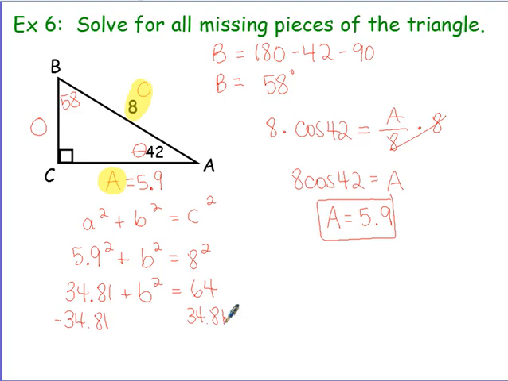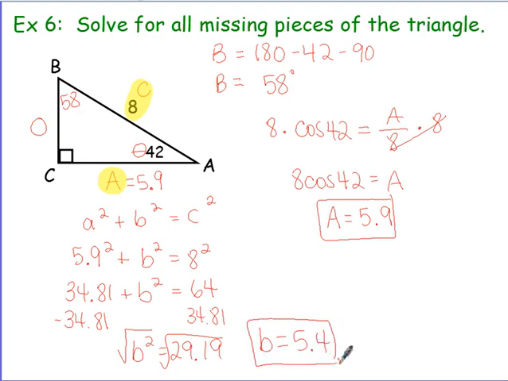And we get 29.19. Square root both sides, and we get b equals 5.4. So our missing side over here is 5.4. And now we have all of the sides and all of the angles labeled.